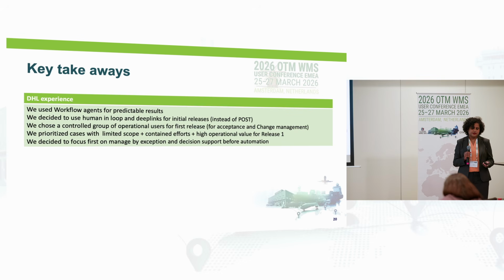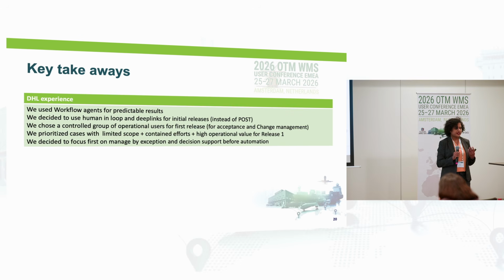And key takeaways from this whole design and development. We used workflow agents because we did all the learning by ourselves. We did not have the reference agents from the product team. So we went and figured out that workflow agents give you better performance and predictable results. And we decided to use human in the loop and deep links for the initial release. As Salva rightly said, we did not want to go big bang and lose the trust of the users.